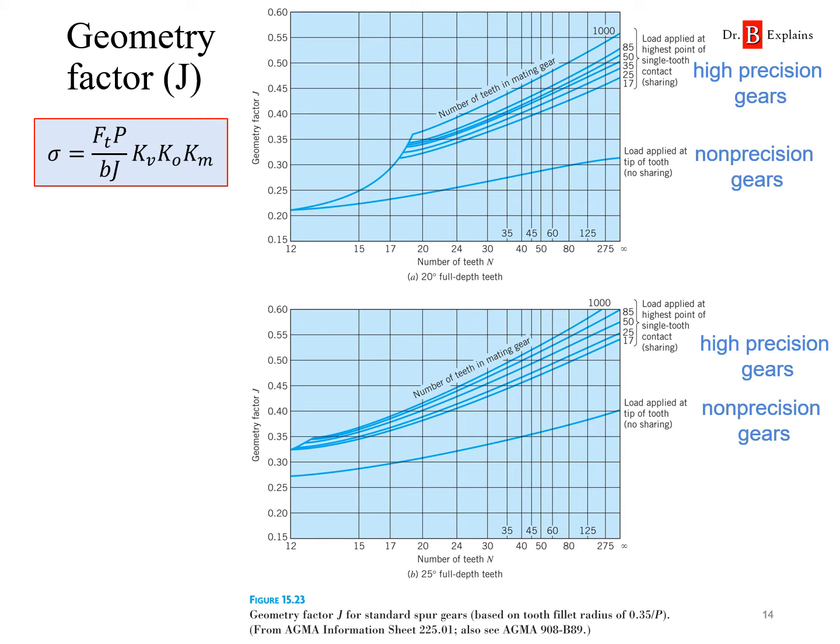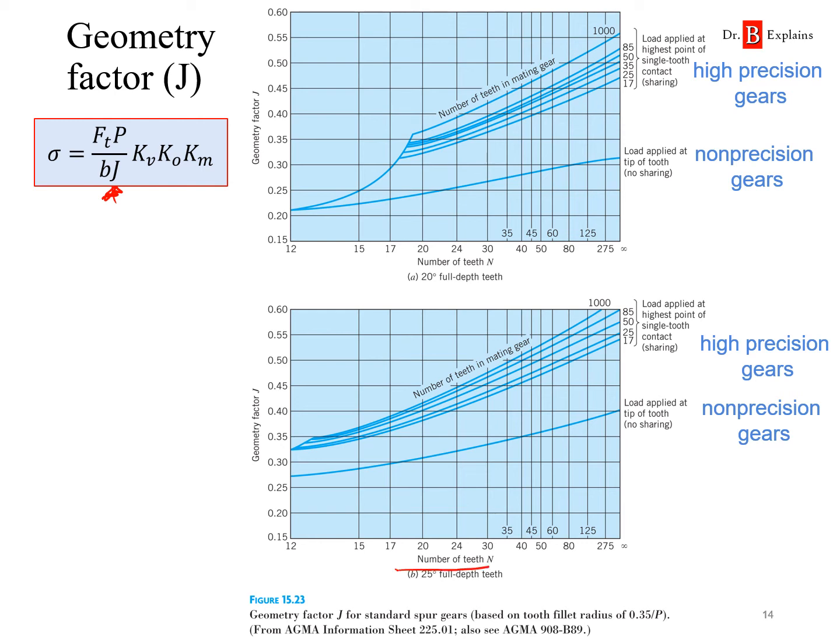So next, the geometric factor J. Now, where does J go on the formula? Remember, it's at the bottom over here. So what does that mean? A bigger value of the J, a bigger number at the denominator, means a lower stress. So here we have figure 15.23 where we can get values of J.